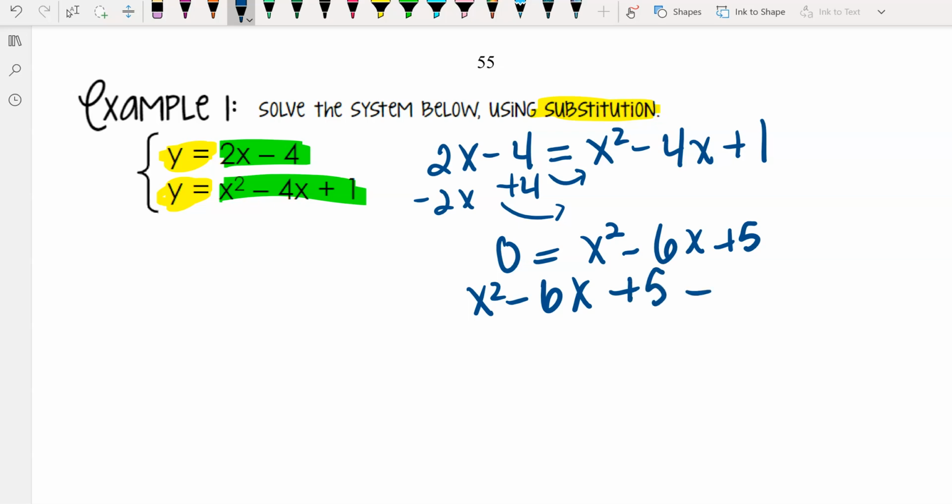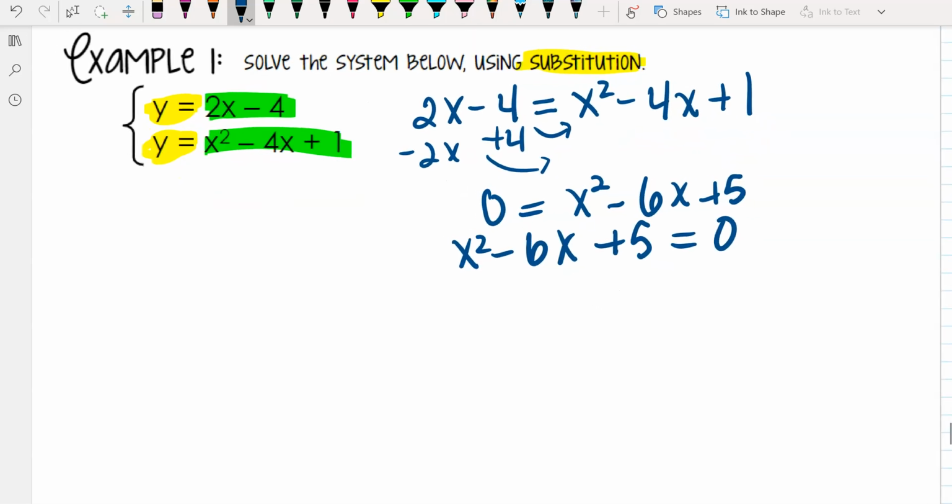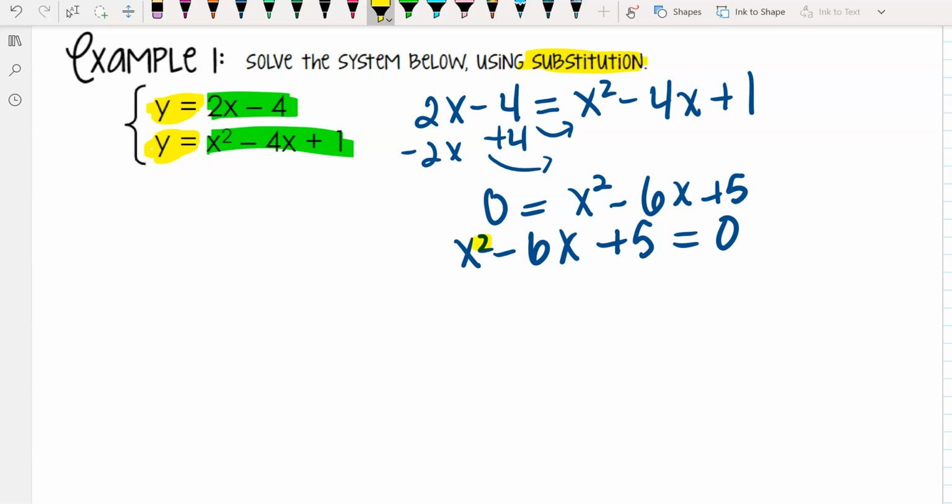Plus 5. So at this point, because we still have a quadratic, we still have this square right here, we're going to go through our steps and see what we need to do. Can we factor? Can we do square roots? Can we do quadratic formula? Can we do any of that stuff? So the first thing I'm going to check is, can I factor it? Okay, so we're going to check factoring first.